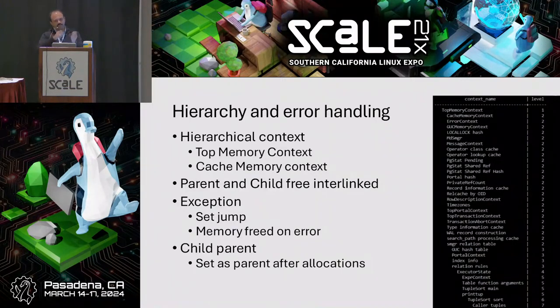If you have an error, we can just free up the entire block instead of trying to free up one piece by piece. And at the end, when we are safe and steady, we can set the parent context as well. So that's how this is managed. So that's the local memory context part of it, before we move on to the kernel side questions.